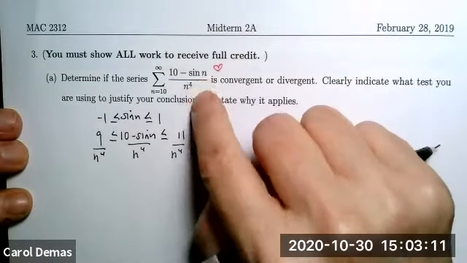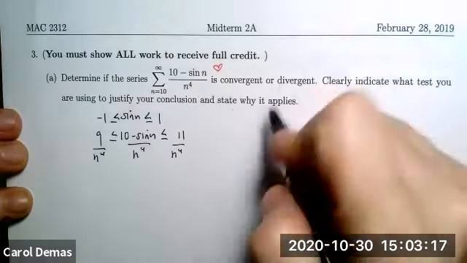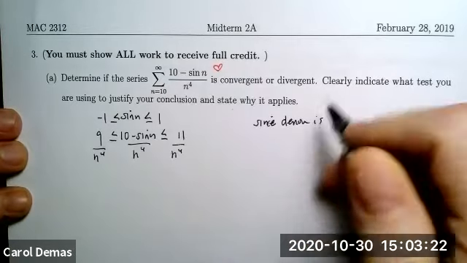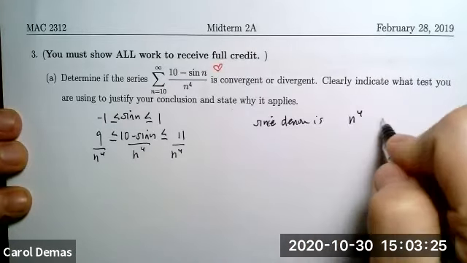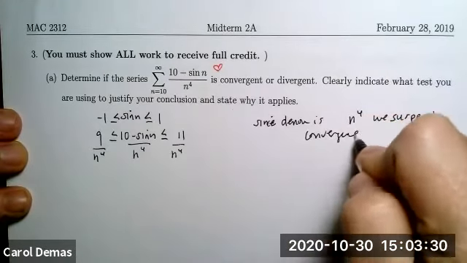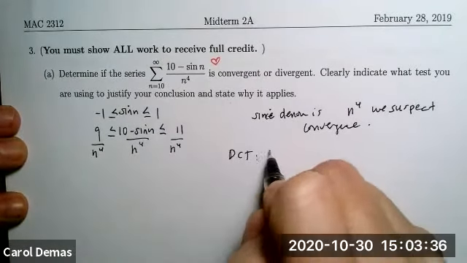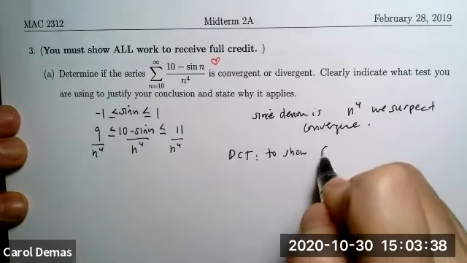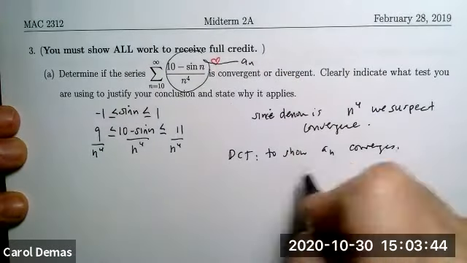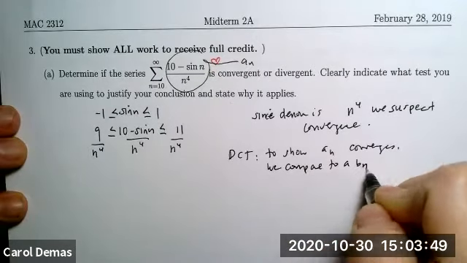Okay, now what is your hunch? Looking at this denominator, what is your hunch about this series? It will converge. Okay, since the denominator is n to the 4th, we suspect convergence. So if I want to use the direct comparison test to show that our series, a sub n, converges, we have to compare this to a b sub n that's what? Something larger that converges, right?